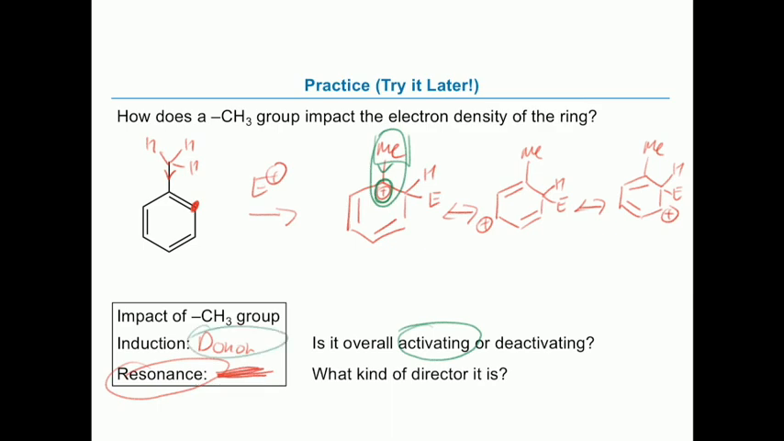There's a bit more electron density because of this donation ability. And what kind of director? We expect it to be an ortho-para director, because in addition to either the ortho or para position, we'll create a resonance structure with the positive charge immediately adjacent to the donating nature of my methyl group.